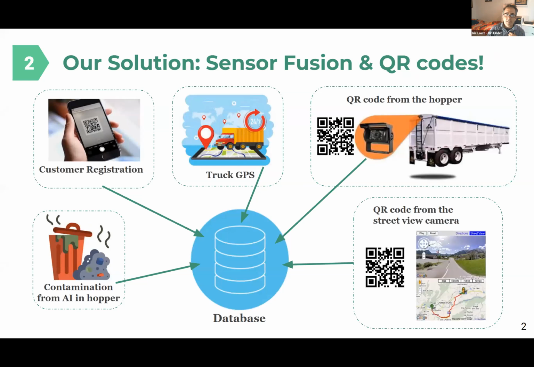Our solution is all about sensor fusion. We get all the bits of information from the camera in the hopper, from the street view camera, from the truck's GPS, from the contamination AI in the hopper, and also from regular customers or residents registering their bins. And we stick them into a database and we work some magic on it.